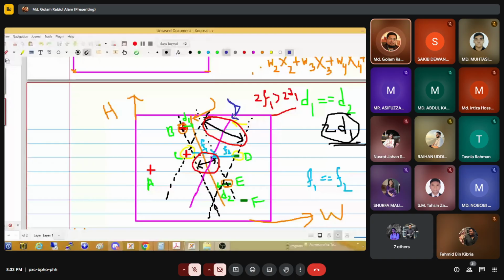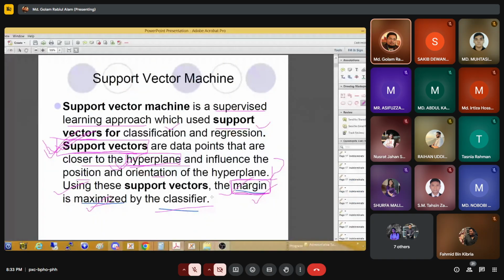So now I think we understand a few concepts here. The concept of the support vector. We have already discussed the definition of support vectors, and I think we understand what they are. And then the hyperplane, the equation of the hyperplane we already derived. And then the margin we have discussed, and also why we need to maximize the margin.